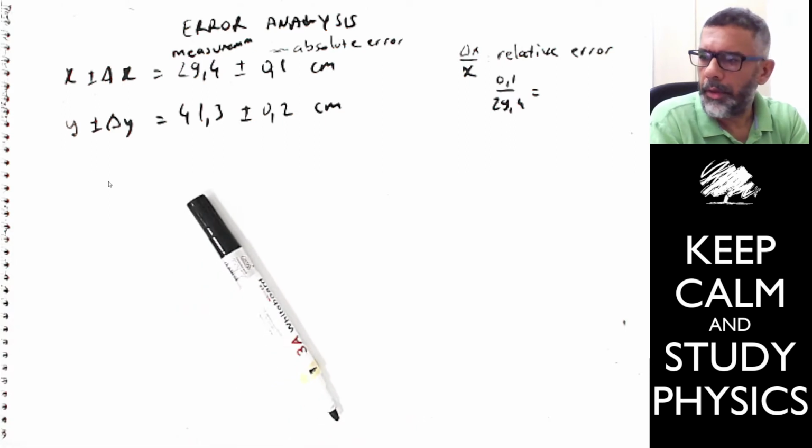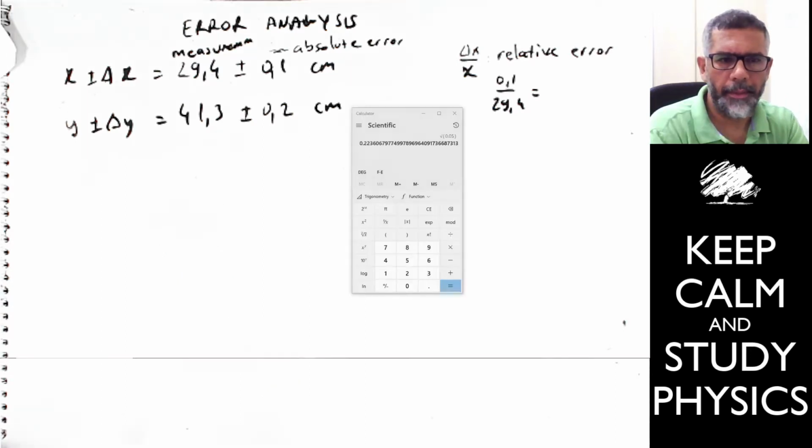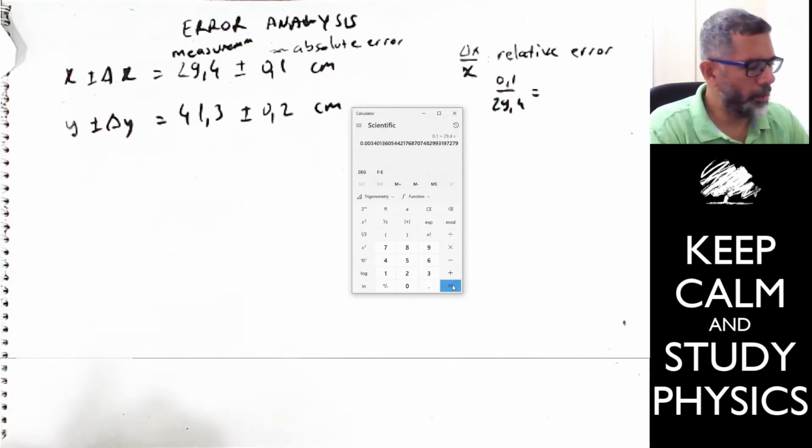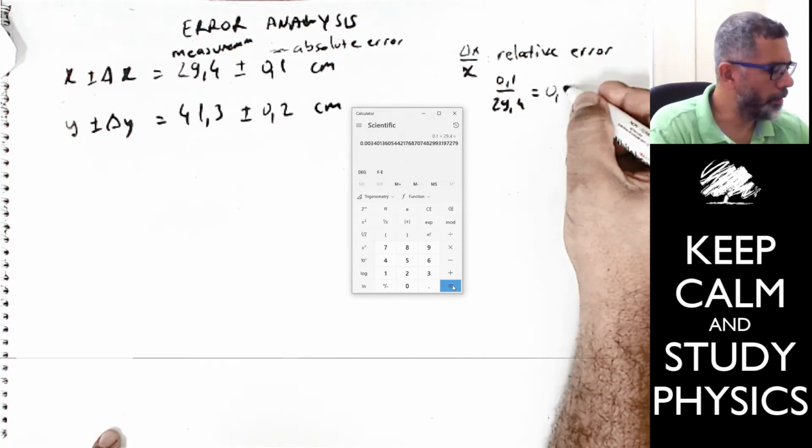Let's do it. Let's divide 0.1 by 29.4. Up to three digits after the decimal point, it is 0.003.